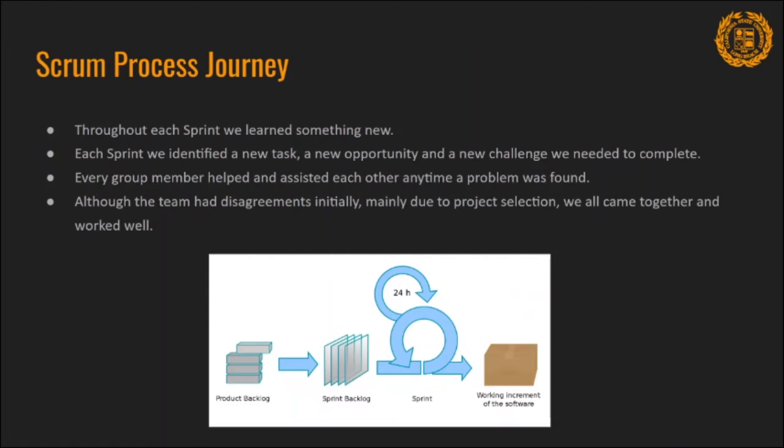Now let's go over our Scrum process journey. So throughout each sprint, we learned something new, and I will go over that in the later slides. And each sprint, we identified something new. It could be in addition to the application, it could be a bug, and it kept things interesting and fun. Every group member helped and assisted each other anytime a problem was found, and although the team had disagreements initially, as we were all confused on which project to work on, we had multiple ideas. We all came together and worked fantastically.